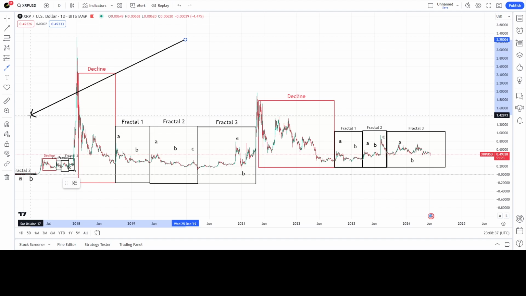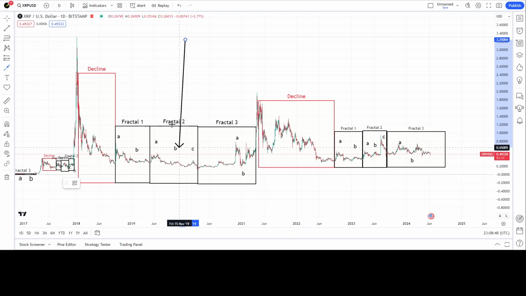Now, every time it plays out, it looks different, and that's because the timing, height, and depth is always going to be unique whenever a fractal repeats. Let me show you what I'm talking about. So this sideways range-bound time, I split it up into three separate fractals.